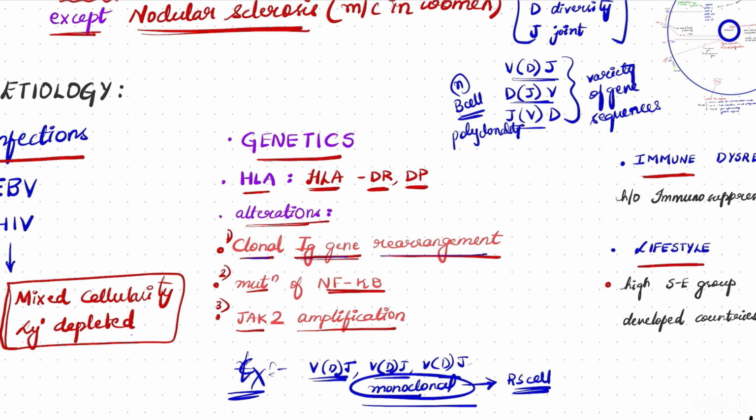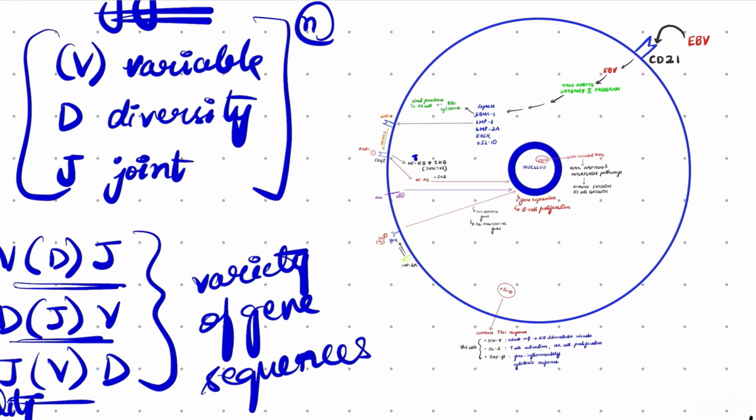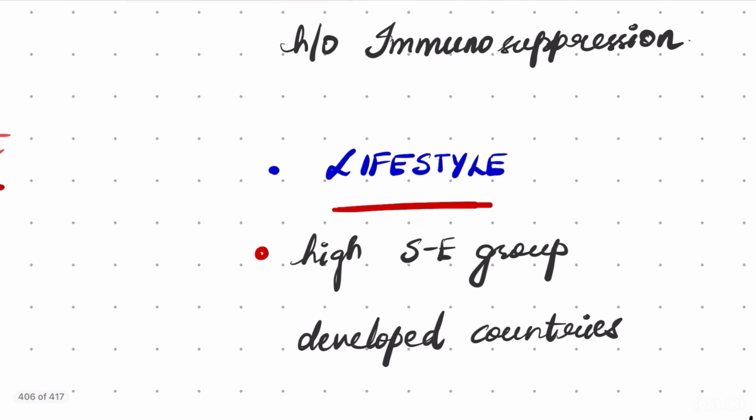And mutation of NF-kappa B, we will study in detail in the pathogenesis. The NF-kappa B is a normal nuclear transcription factor. It is present in the cytoplasm in an inactive state. Whenever a signal is received by the cell, it gets activated, goes to the nucleus, and causes B cell proliferation. So mutation of NF-kappa B will cause uncontrolled proliferation of B cells.